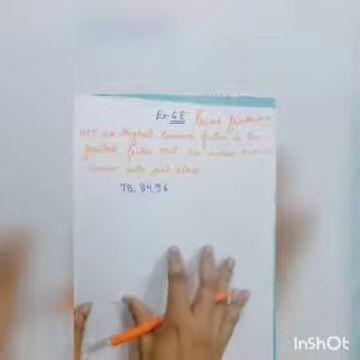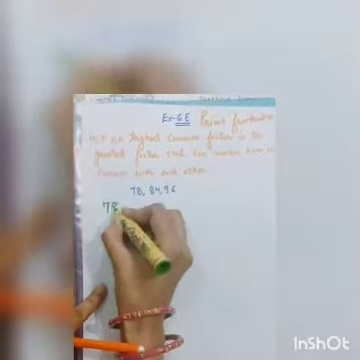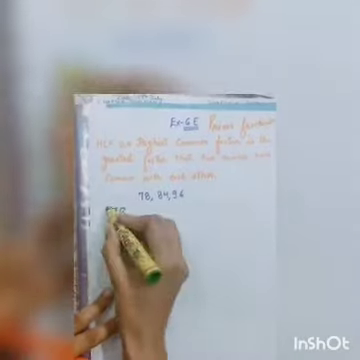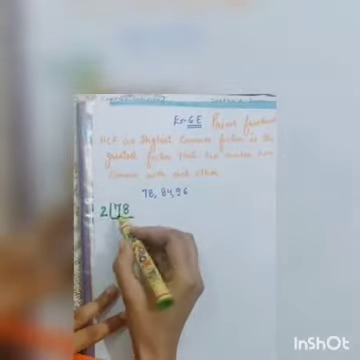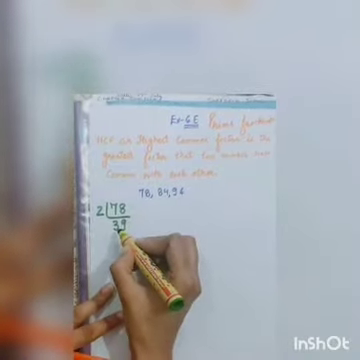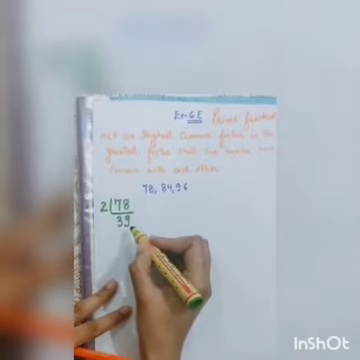So I will take the first number. First number is 78. 78 is divisible by 2. 2 3s are 6, 2 9s are 18. It gives me 39. Okay. Is 39 divisible by 2?